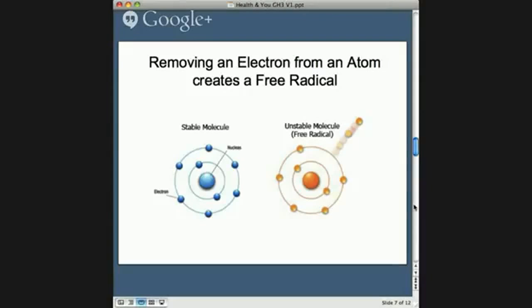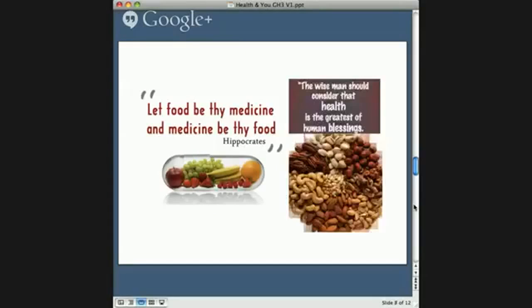Hence, degeneration of the cells that have been created. So to neutralize or balance this cell back out, what we need are antioxidants. Now, our food can provide those through nuts and fruits and vegetables. There's a lot of antioxidants in these food items. Hippocrates said, "Let thy food be thy medicine."